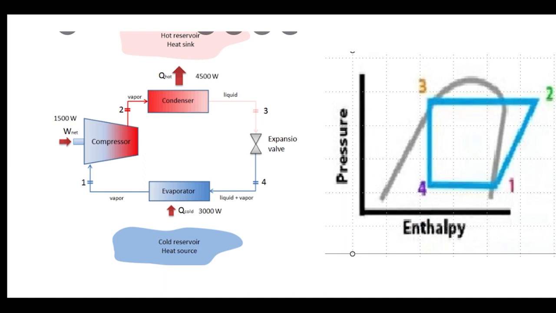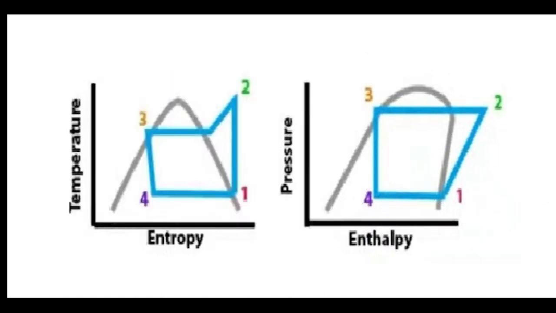Now, it is not only the pH diagram that is used in the representation of refrigeration. You can also use the TS diagram. T means temperature, and S stands for entropy. But the most common way to represent the refrigeration cycle is by pressure and enthalpy because the formulas are based on those diagrams. But we can interpret this also.